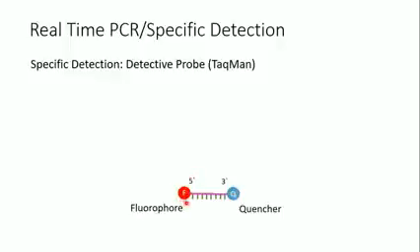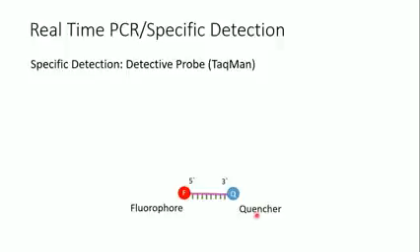So as long as the fluorophore and the Kensher are bound together or are kept closely around each other, we cannot see any fluorescence coming out of the fluorophore because the Kensher absorbs all the fluorescence coming out of the fluorophore. Now, how does this work? How can we detect the amount of DNA in our sample using this?